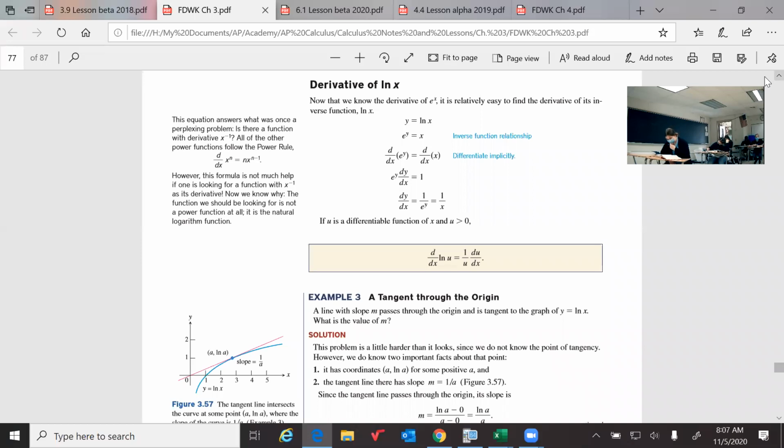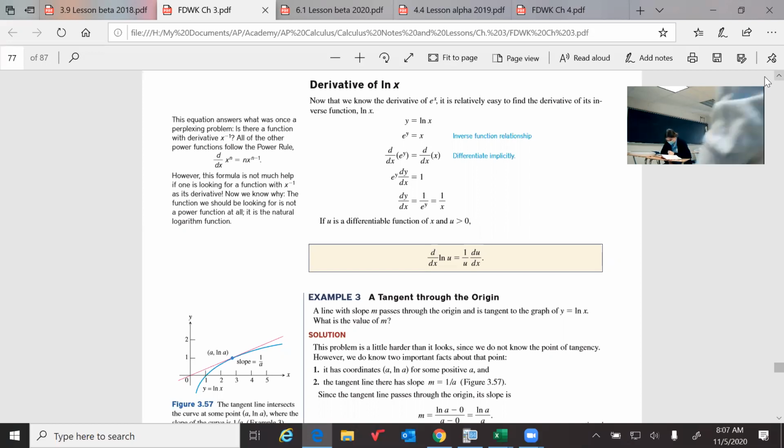So this is back to section 3-7. You would get itself times dy dx, which is what we're trying to get. Divide both sides by e to the y. e to the y equals x. So you would just get 1 over x. The derivative of the natural log of x is 1 over x.